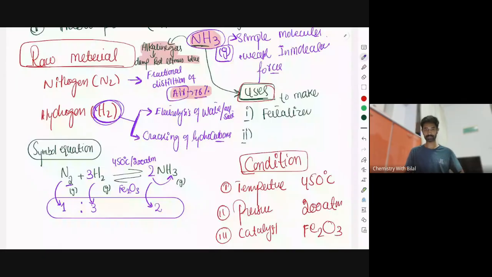So Haber process. आज मुझे आप किसी की आवाज नहीं आ रही. I don't know what's wrong. Haber process में we make ammonia. अमोनिया का फर्टिलाइजर है. अमोनिया को आप पटाखे बनाने में, एक्सप्लोसिव बनाने में भी यूज कर सकते हैं.